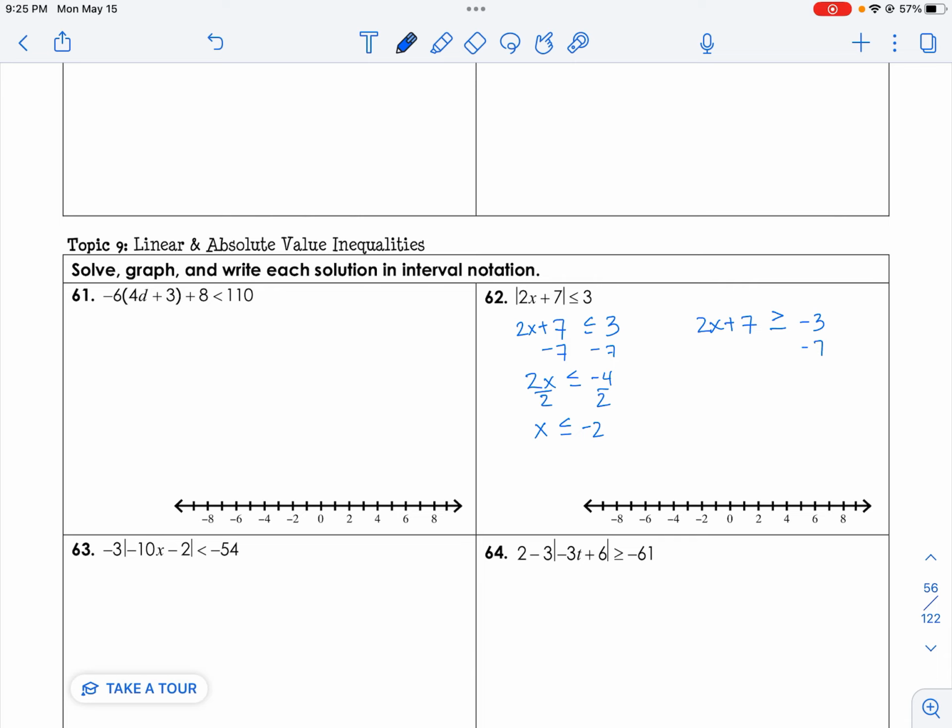Here, I'm going to subtract 7, so I've got 2x greater than or equal to negative 10. Again, dividing by a positive number, so the direction of the inequality does not change. And so I want x is greater than or equal to negative 5 and less than or equal to negative 2. And my solution set is right here between negative 5 and negative 2.